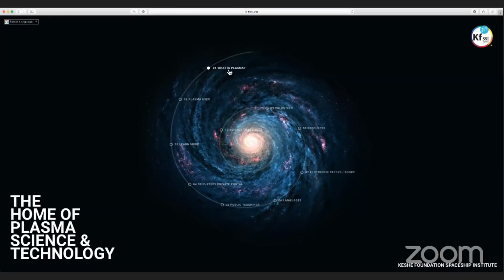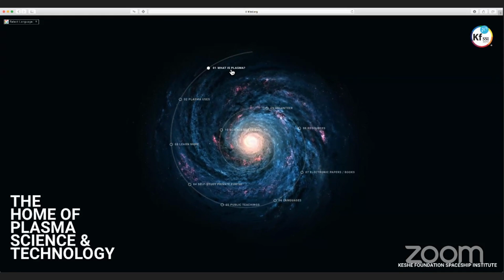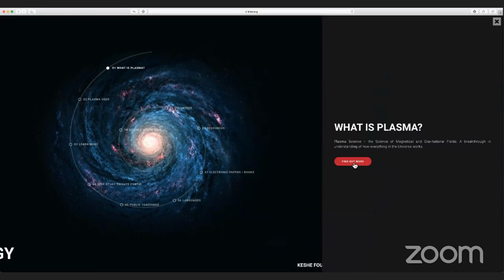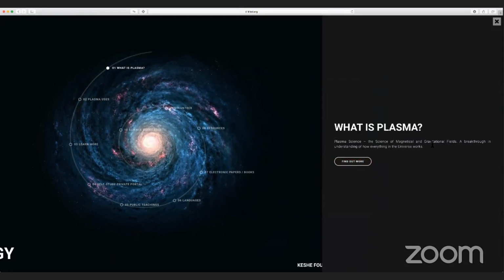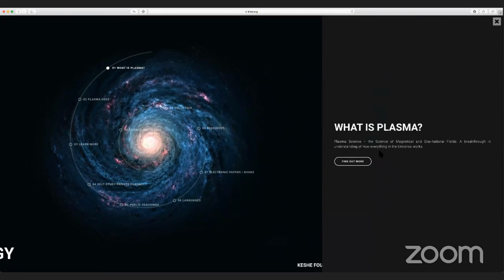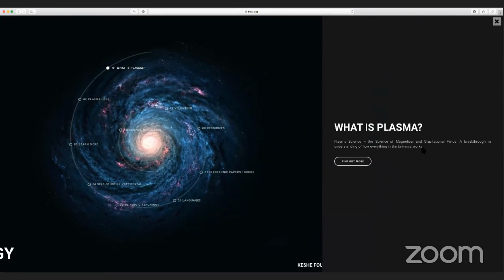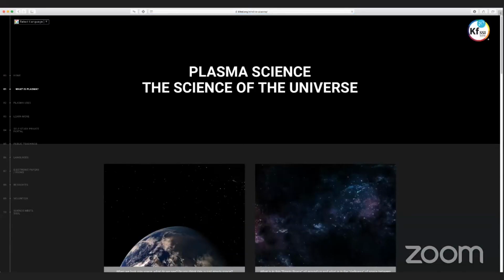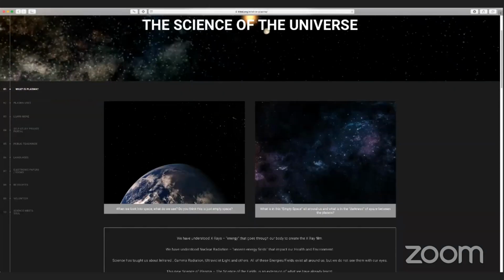If you were to click on that, it says What is Plasma? Plasma science, the science of magnetical and gravitational fields, a breakthrough in understanding of how everything in the universe works. You click on the Find Out More there, and it takes us to plasma science, the science of the universe.